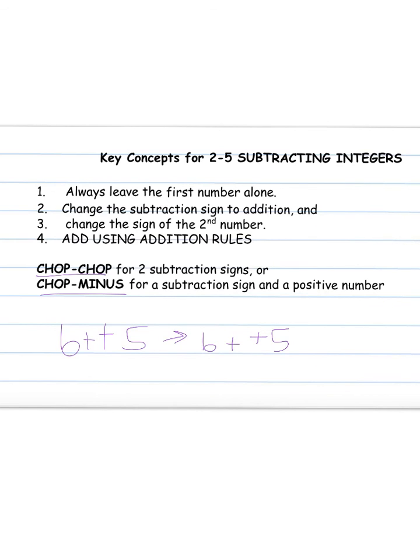Next one, chop minus, is for a subtraction sign and a positive number. So now if we had 10 minus 13, we would usually change this into 10 plus, and then we turn this into a negative, which is the same as chopping this and turning this into a minus. So those are some things that you can think about when you are working with subtraction. Think of chop chop and chop minus.